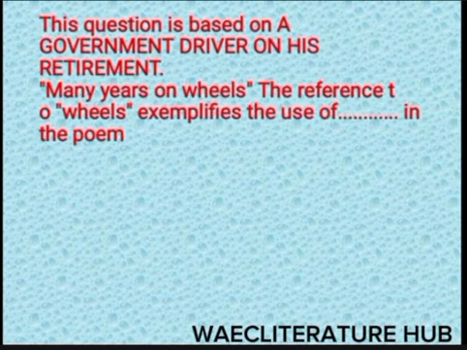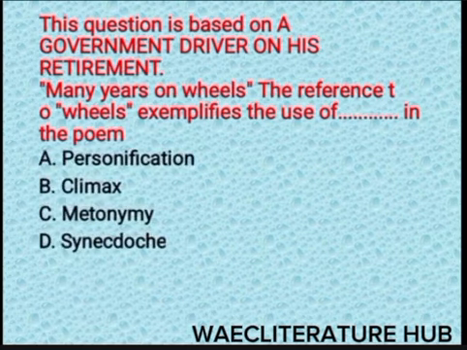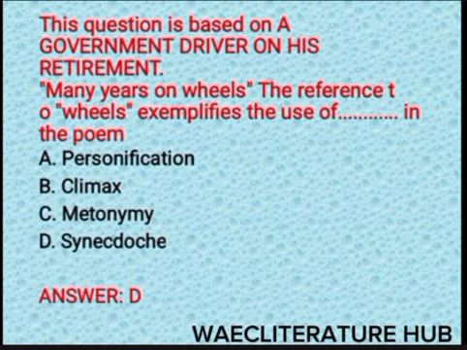This question is based on "A Government Driver on His Retirement". Many years on wheels. The reference to wheels exemplifies the use of which device in the poem? Personification, climax, metonymy, synecdoche. And our answer is D, synecdoche. Remember that synecdoche is when you use a part to represent a whole, or when a whole is used to represent a part.